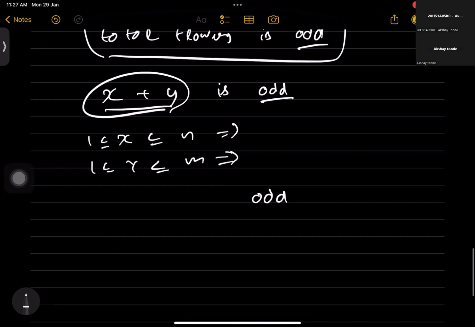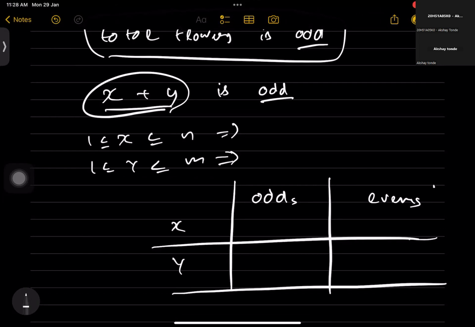I'll just write it. I'll make a table here. Odds, evens. And for x, for y.